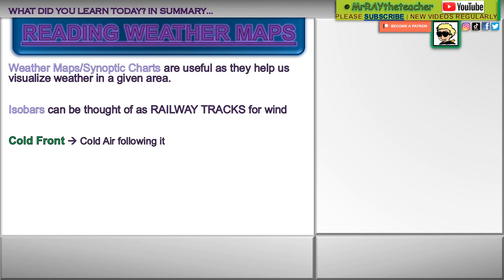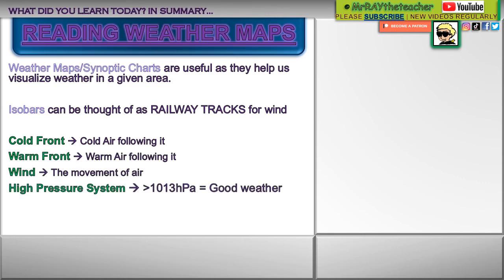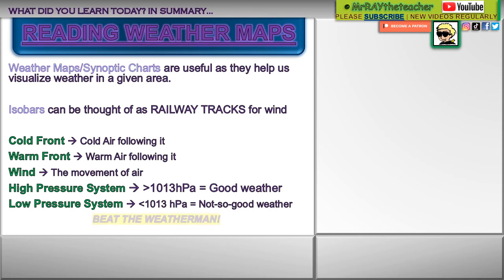Just remember, a cold front has cold air following it. A warm front's got warm air following it. Wind is the movement of air. A high pressure system, that's anything higher than 1013 hPa, usually equals good weather. And a low pressure system is lower than 1013 hPa, and that means not so good weather. And yes, you can beat the weatherman with this knowledge.